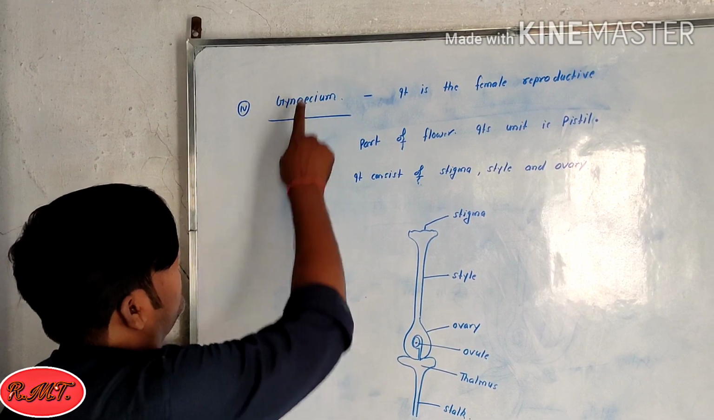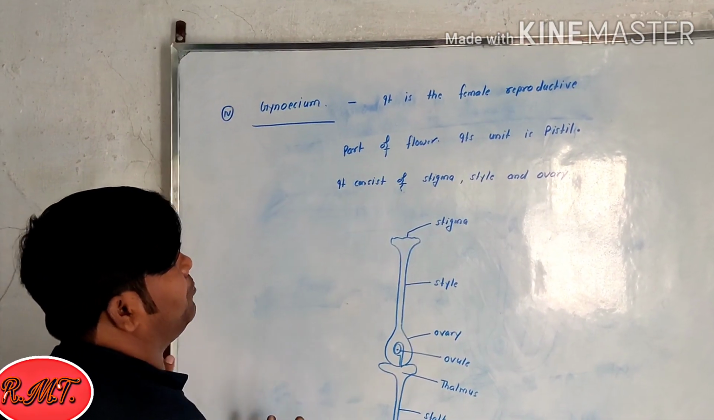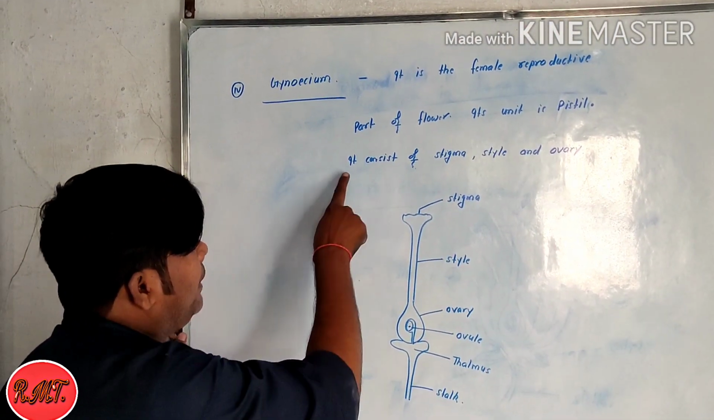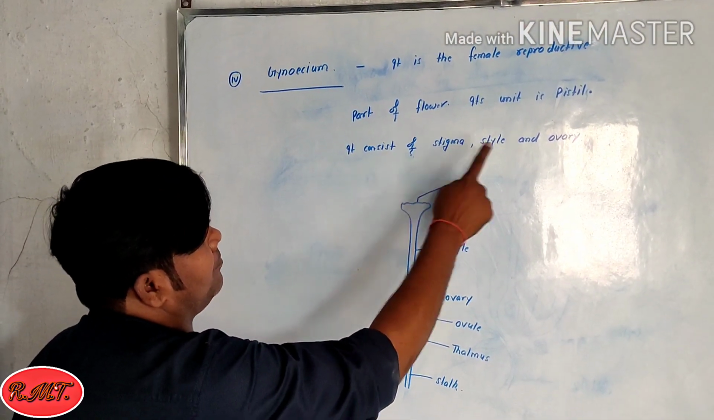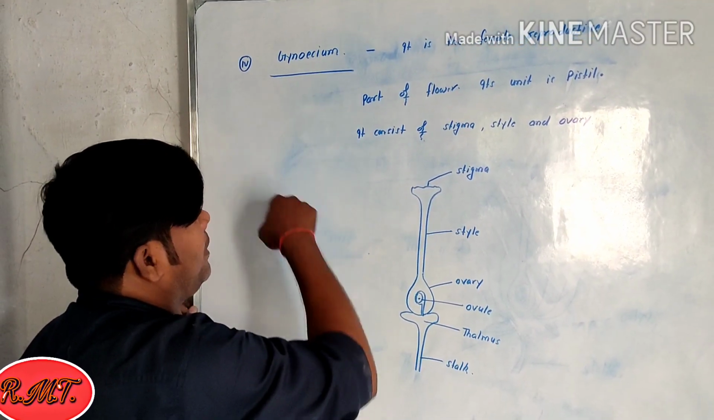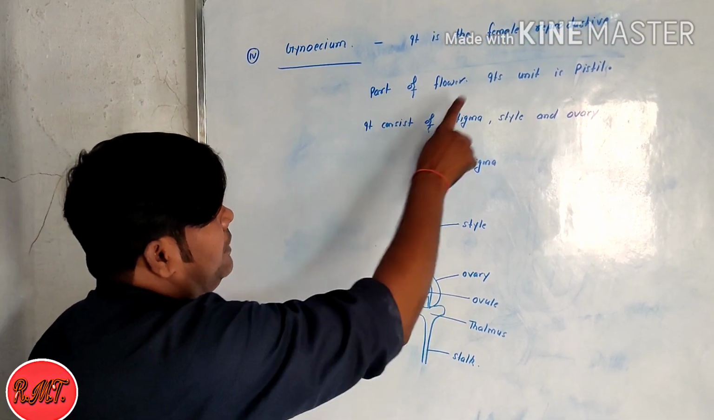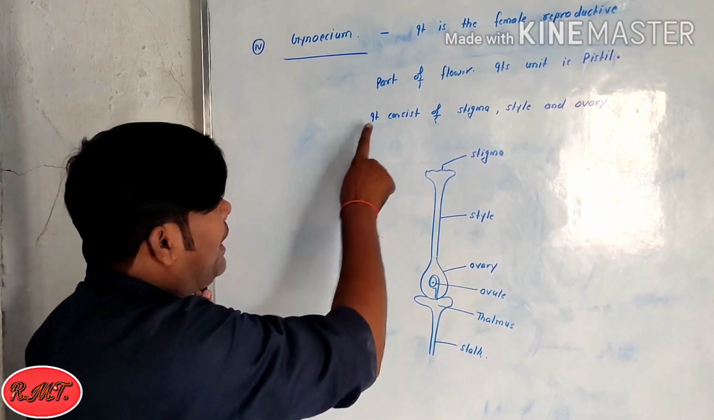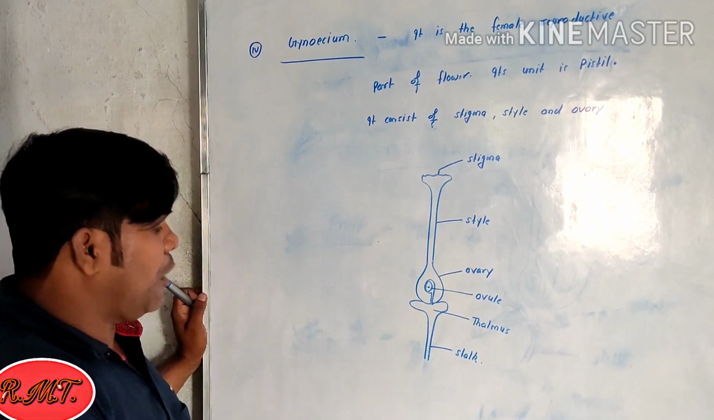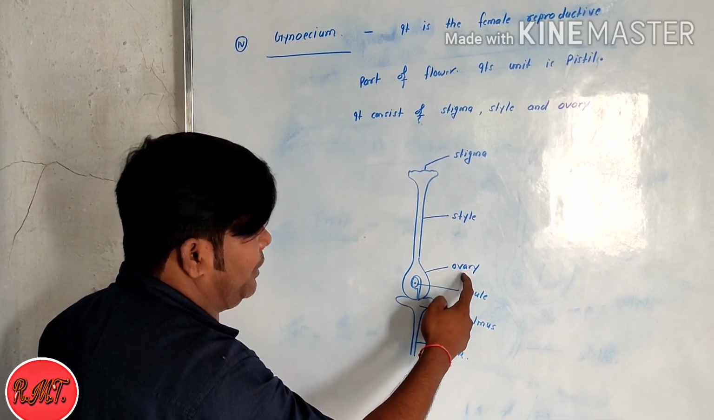The fourth part is gynoecium. It is the female reproductive part of the flower. Its unit is pistil, and it consists of stigma, style and ovary. Gynoecium is the last part of the flower, the female reproductive part, and its unit is known as pistil.